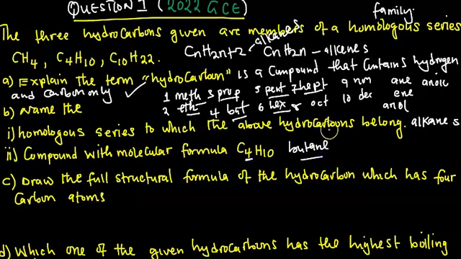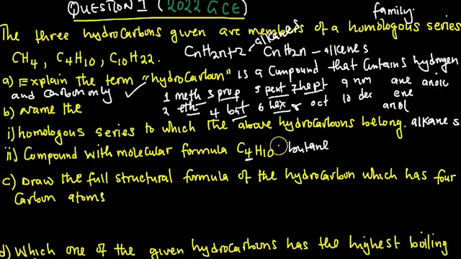So the name of this is called butane. Okay, so that is the name. Then C: draw the full structure formula of the hydrocarbon which has 4 carbon atoms.